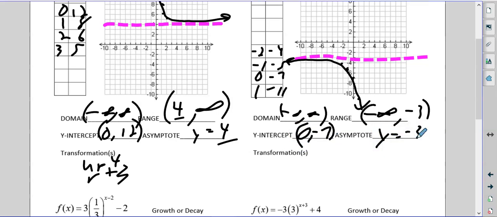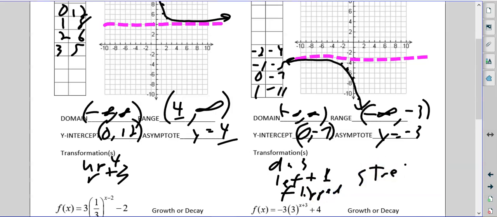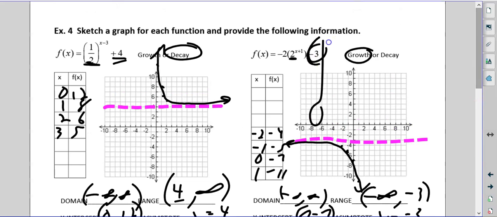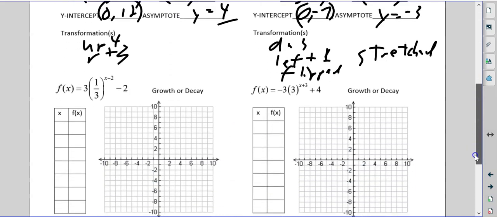And the transformations are down 3, left 1, that's that inside lies. It's flipped because it's negative, and it's stretched because that number a is bigger than 1. So there's a lot going on. Down 3, left 1, stretched, and flipped. That's where that all comes from.